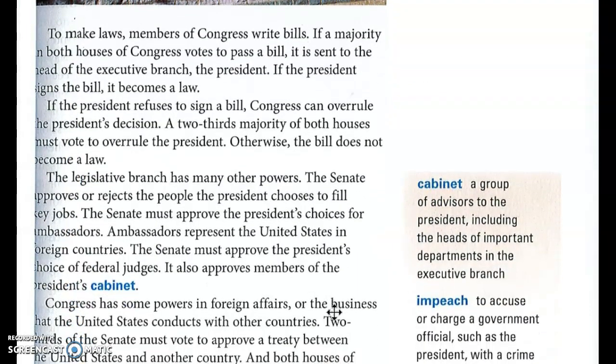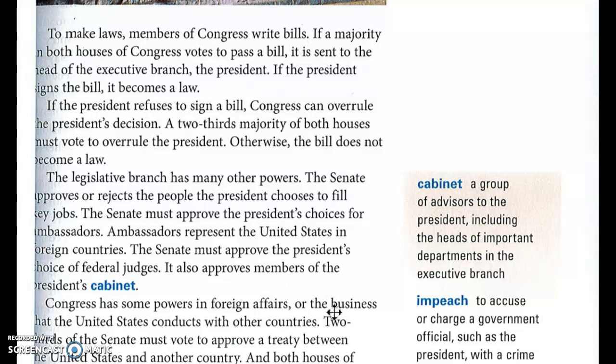To make laws, members of Congress write bills. If a majority in both houses of Congress votes to pass a bill, it is sent to the head of the executive branch, the President. If the President signs the bill, it becomes a law. If the President refuses to sign a bill, Congress can overrule the President's decision. A two-thirds majority of both houses must vote to overrule the president. Otherwise, the bill does not become a law.